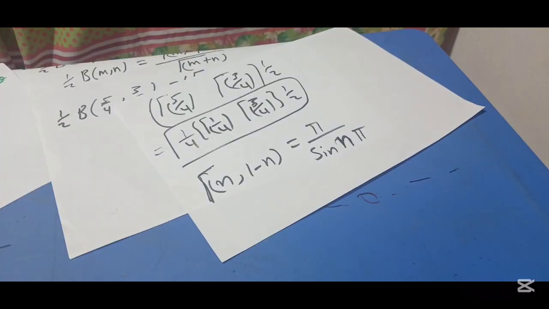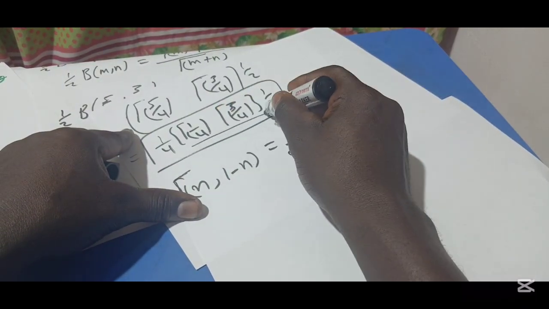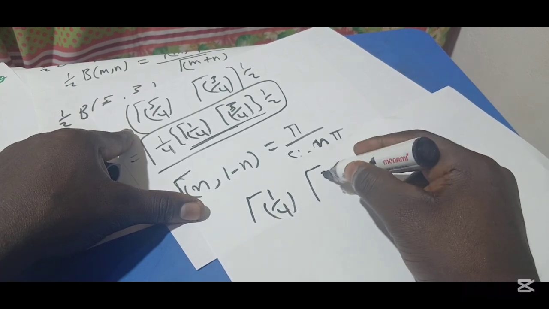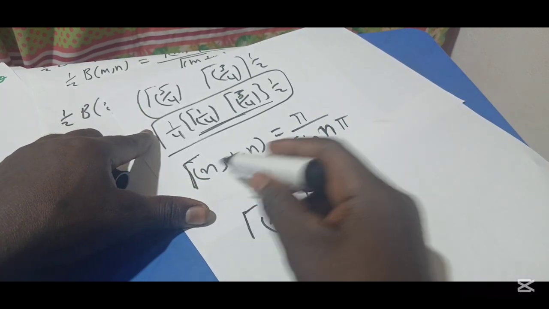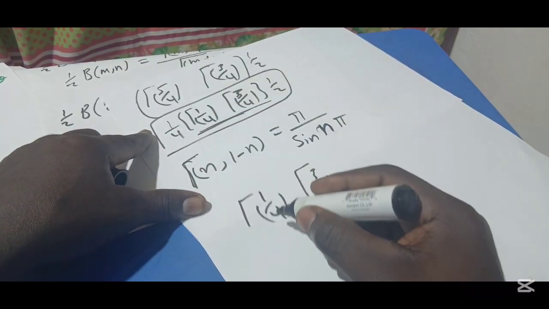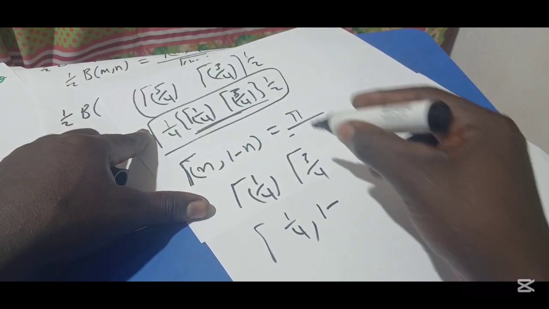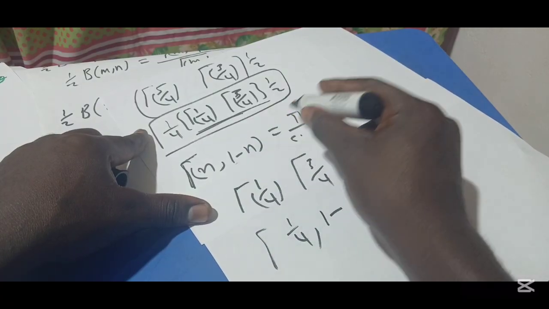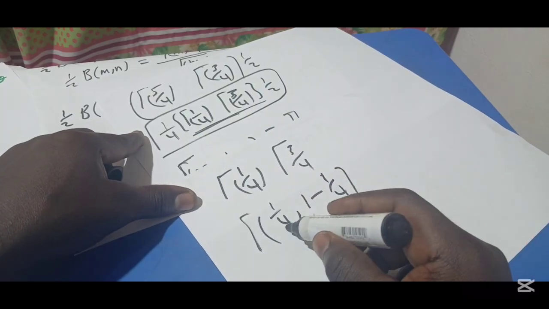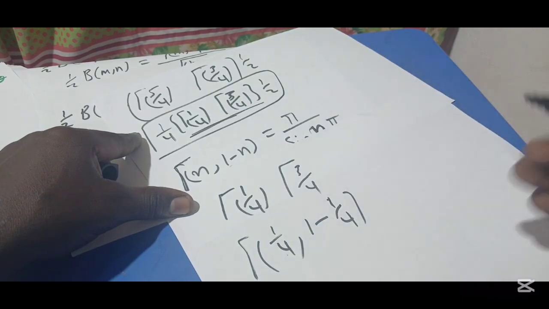Since my n is 1 on 4, let's forget about this and deal with gamma 1 on 4, gamma 3 on 4. Now that we know our n is 1 on 4, remember we equated 1 minus n to this. We get gamma of 1 on 4, gamma of 1 minus our n, and our n is also 1 on 4. So at the end of the day, you could see that this side and this side are the same. If you see that they have the same denominator, try thinking about Euler's formula.